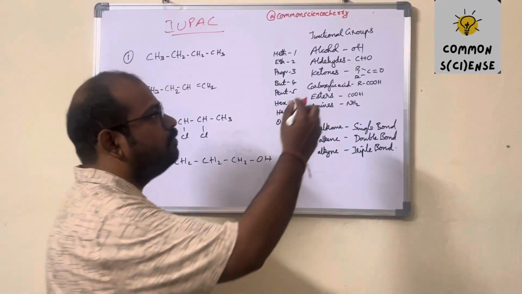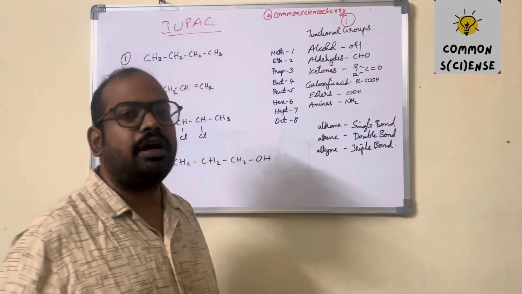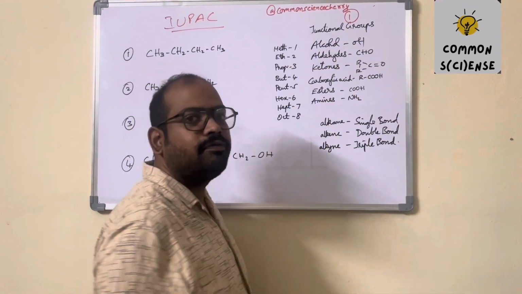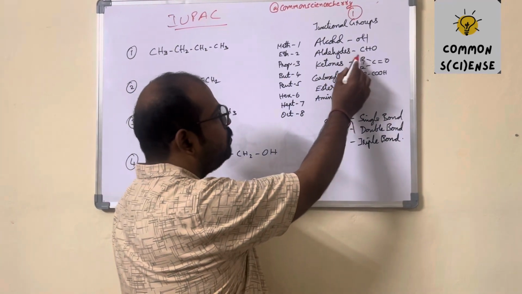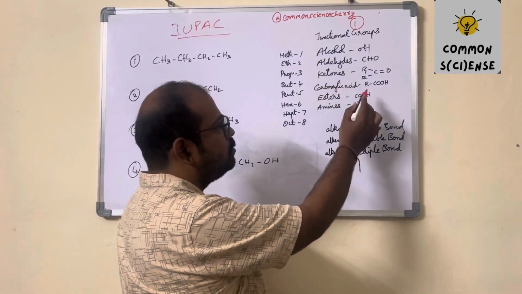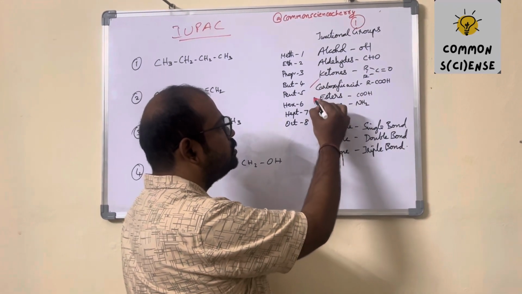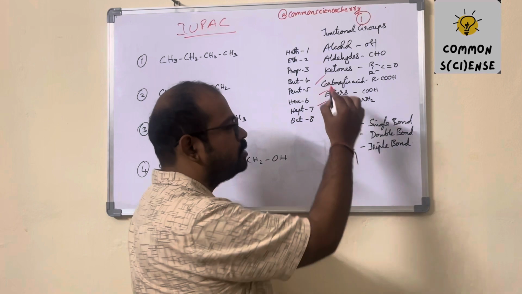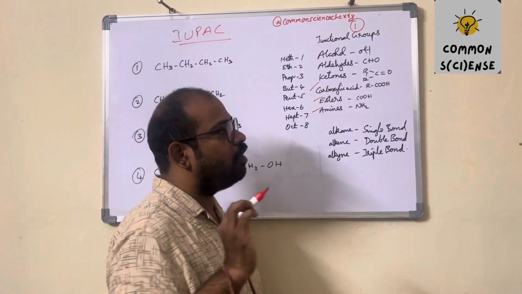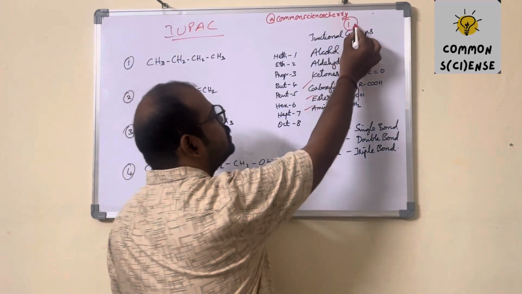Now look here. The first step is to identify the functional group. There are different functional groups given. For example, OH belongs to alcohol functional group, CHO belongs to aldehyde functional group, C=O belongs to ketones, RCOOH belongs to carboxylic acid, COOR belongs to esters, and NH2 belongs to amine. So the first step you need to study is the functional group: what is the formula and to which functional group it belongs. This is the first step.